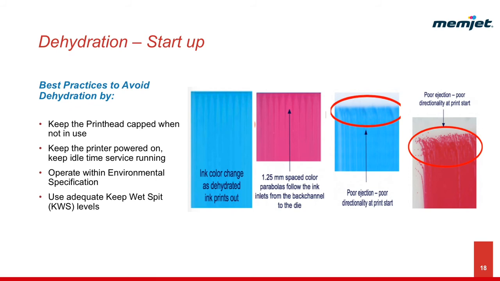Another best practice, keep the printer powered on. This allows idle time maintenance to keep the ink circulating in the system and freshens the ink in the nozzles so it doesn't become dehydrated. Operate within the environmental specifications. And finally, use adequate keep wet spit levels and increase those KWS levels in higher temperatures or lower humidity environments.